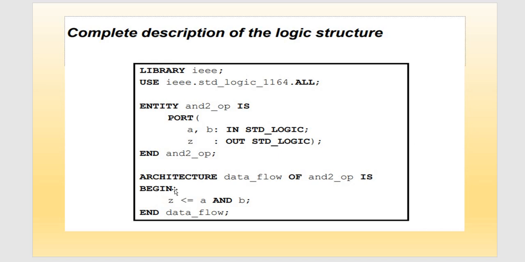Then begin is a keyword with which the program starts. In between there will be statements, concurrent statements or sequential statements or process statements or whatever. For example, here as a first simple logic gate program, we have written A and B, one statement which is a concurrent statement, and end data flow. So this is a style. In coming presentations, I will be explaining different programs.